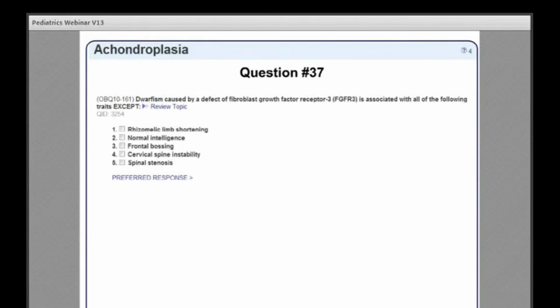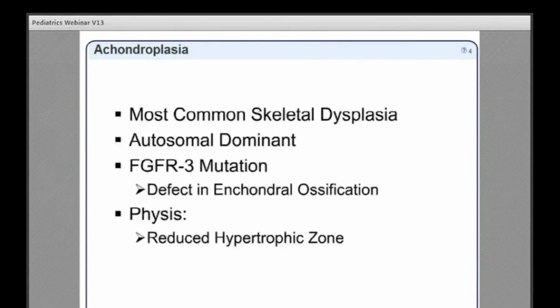Dwarfism caused by a defect in fibroblast growth factor receptor 3, FGFR3, is associated with all of the following traits except, again, an except question: rhizomelic limb shortening, normal intelligence, frontal bossing, cervical spine instability, and spinal stenosis.